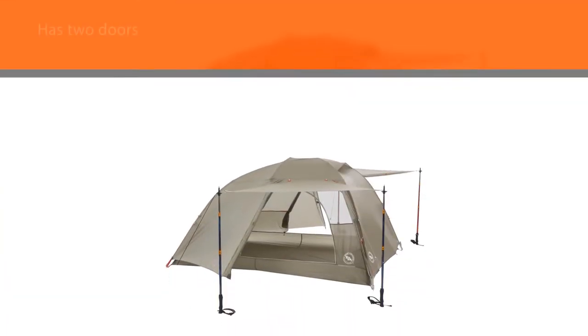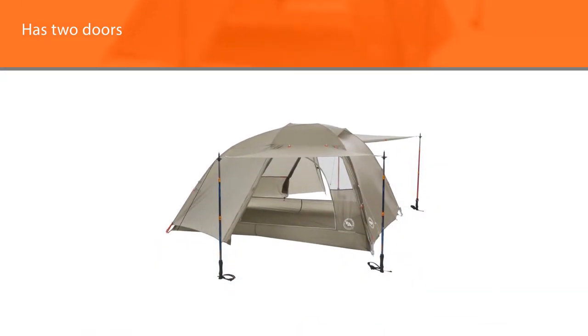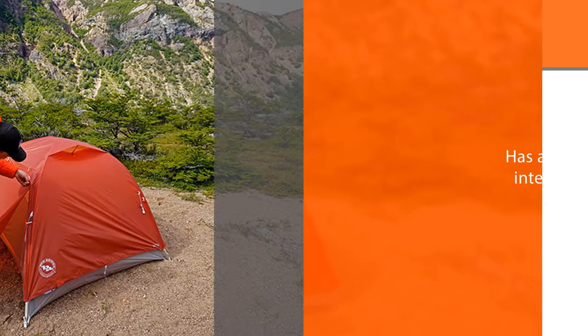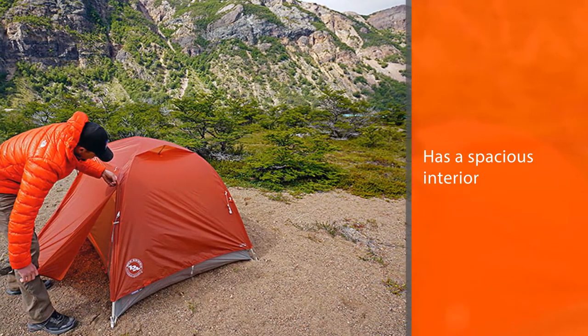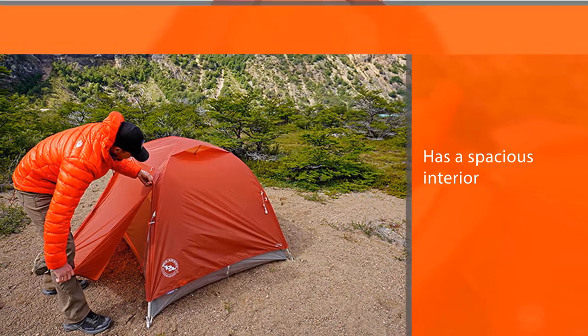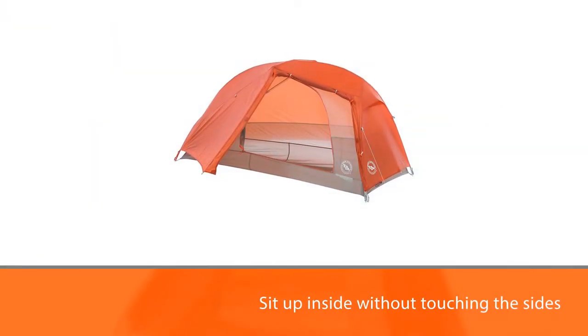It has a spacious interior with lots of headroom and vertical side walls so you can change clothes and sit up inside without touching the sides. Awning-style vestibules expand the covered living space, which is great for both drizzle and sun protection, while 2-way door zippers let you vent warm air without compromising privacy.